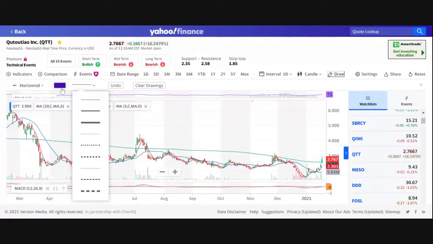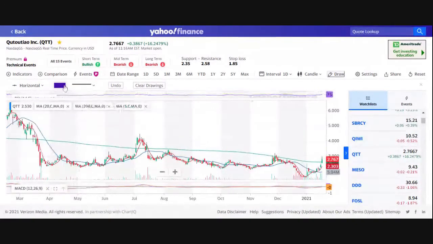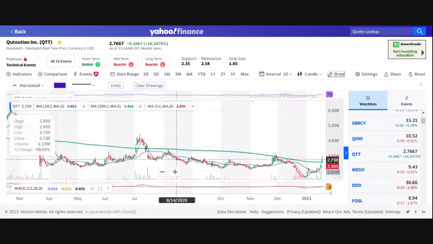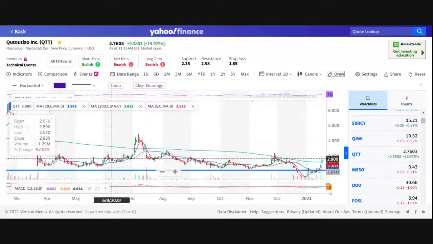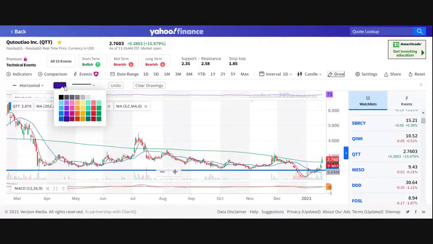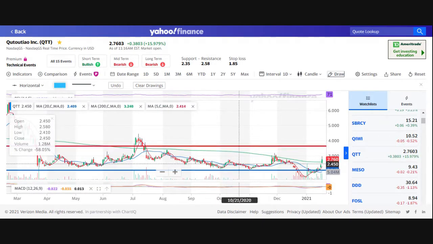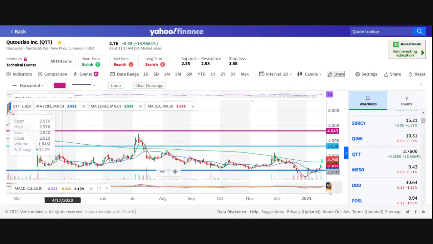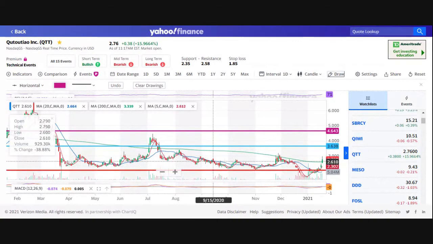I like to have this thickness of line, but that's not really important. Pick your color. I always just go with the default that's there. And then you can just click anywhere. That's going to be for my support line. Then I click another color. This is going to be for my resistance, also my first target. And then I click another color, and this will be for my second target.